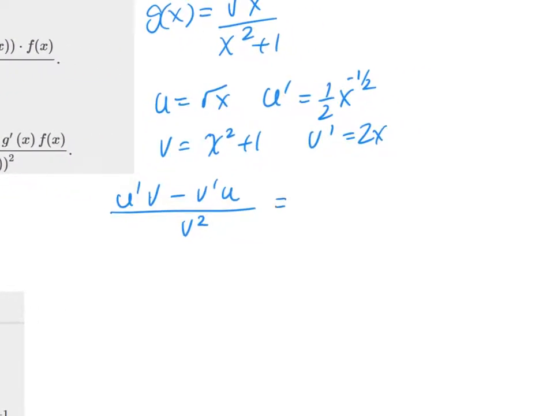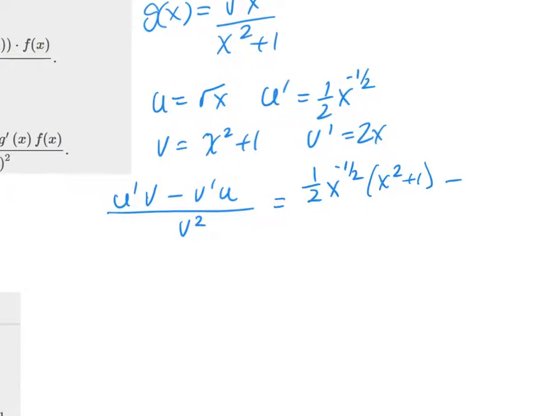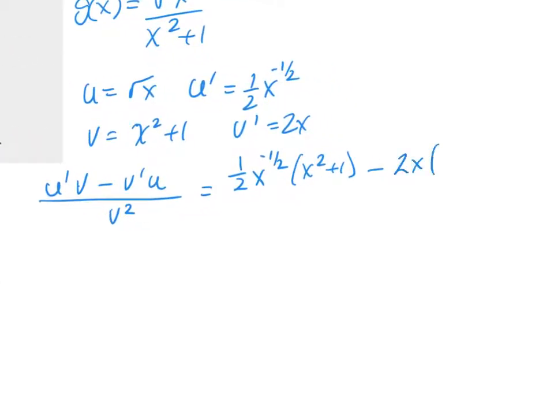I have 1/2 x raised to the negative 1/2. That is my u prime. My v is x squared plus 1. Minus v prime, which is 2x, multiplied by u, which is the square root of x, all over x squared plus 1, the quantity squared.